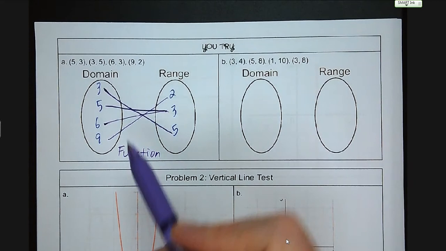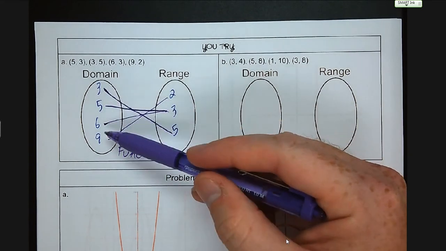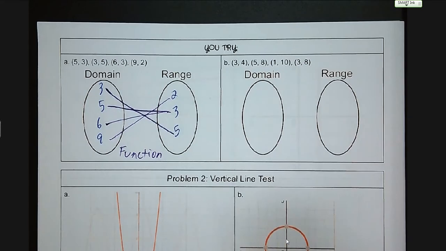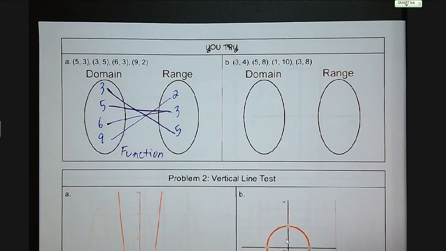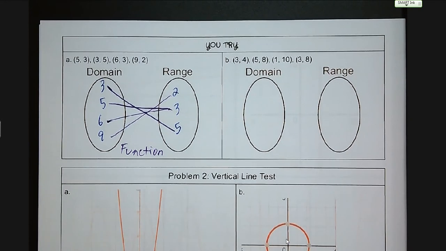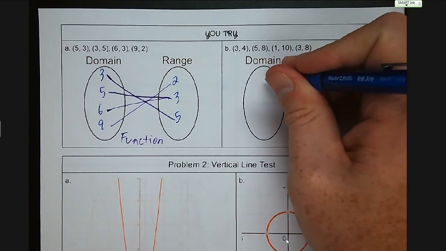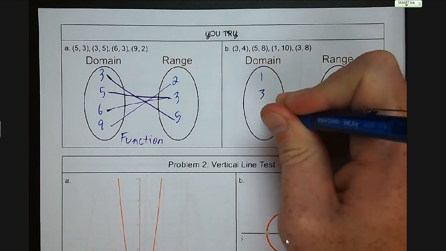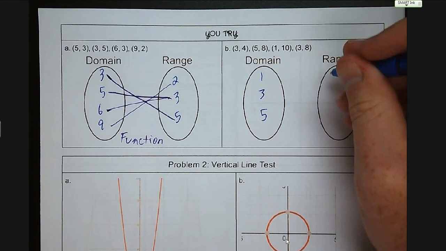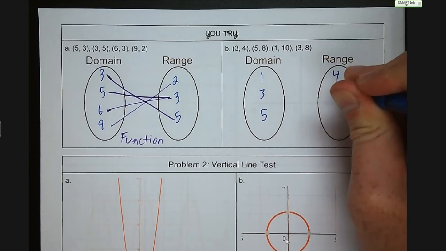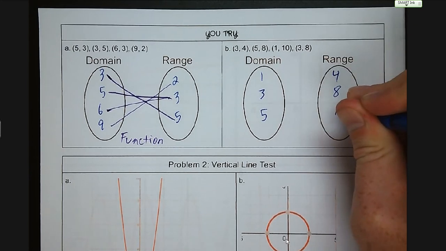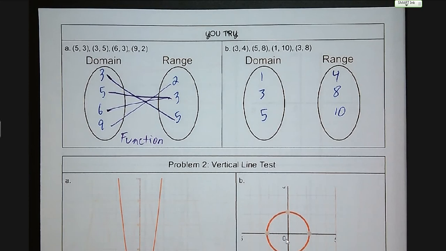Each of our inputs has only one line coming away from them, so this is a function. Okay, letter B. List our points in our domain. We have 1, 3, and 5. Range is 4, 8, and 10. So now we connect our points.